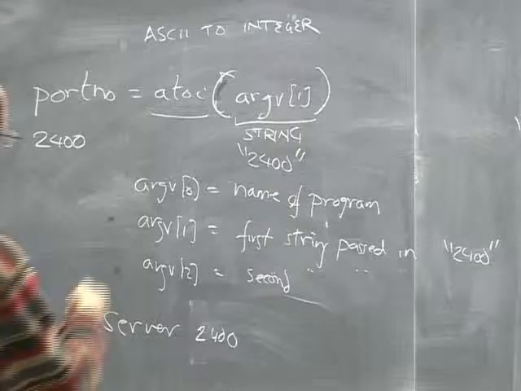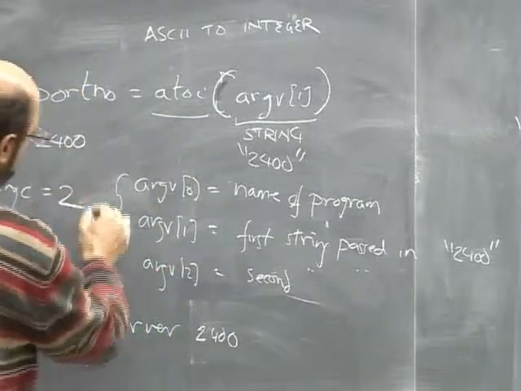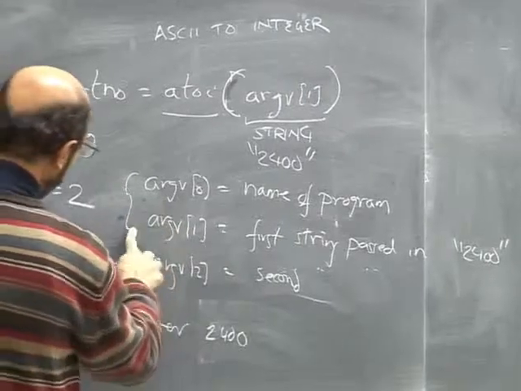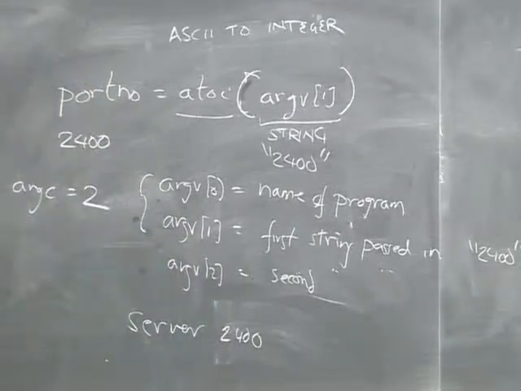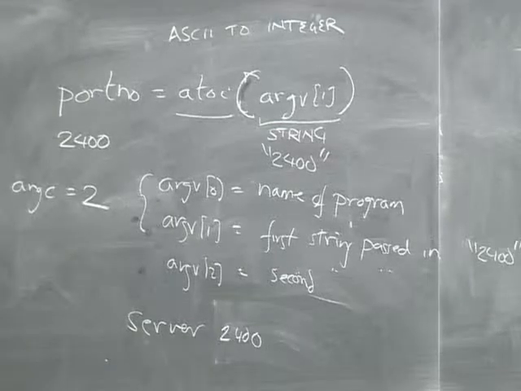Now the argument count, by the way, is argc. So argc is going to be 2 over here, because of the first argument. If I have a second argument, then argc will be 3 and so on, right? Because there are 3 arguments: the name itself, and then the first 2 arguments.